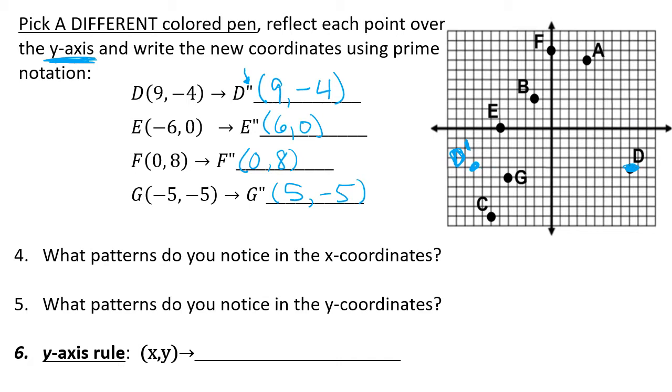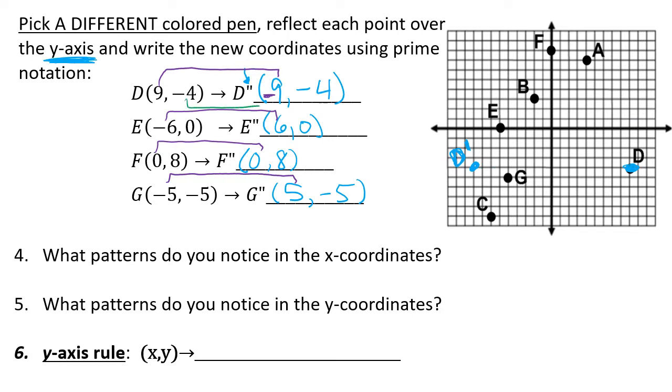So this time, when I look at my x coordinates, I have a typo here. Here you have a negative. That should have been a -9 because I went to the left. So I went from +9 to -9. Here I went from -6 to +6. 0 has no sign because there are no signs associated with 0. And here I went from -5 to +5.